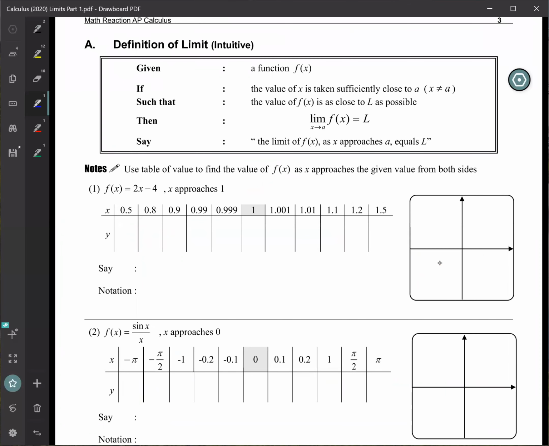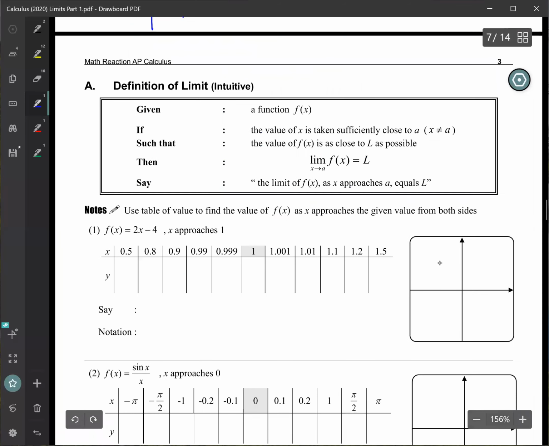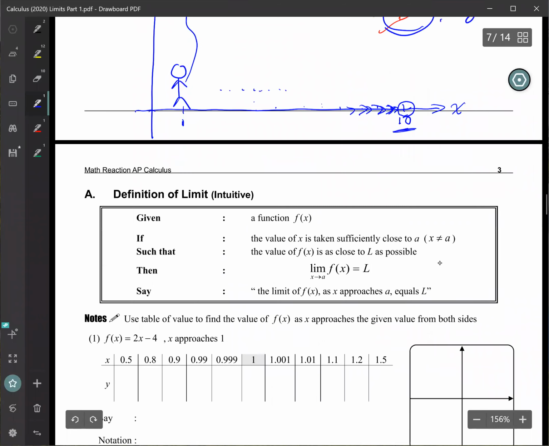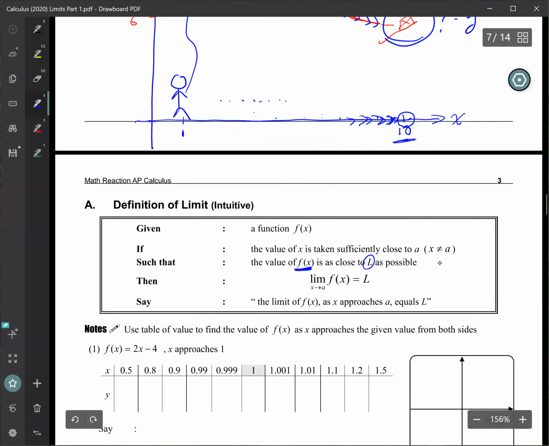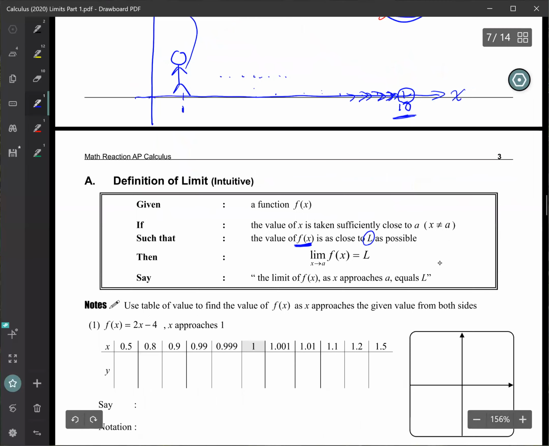So given a function f of x, so that's the path of the kite, right? f of x, the graph. If the value of x, so that means the person, is taken sufficiently close to a, so walking towards a. Make sense? So x is the person, such that f of x, the kite, is getting closer and closer to L. So L will be like the 5 or 6, as close as possible.